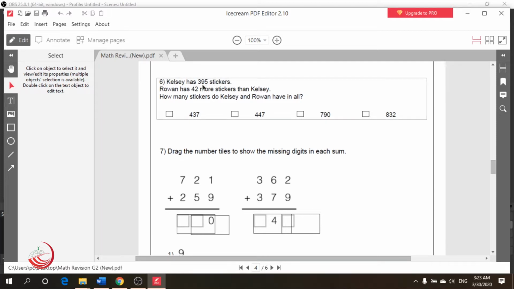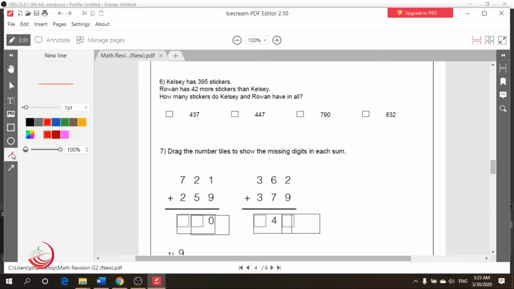Kelsey has 395, and as I told you all of the time, when we have a word problem, the first thing that we have to do is to underline or circle the numbers in that word problem. So Kelsey has 395 stickers. Rawan has 42 more stickers than Kelsey. So how many stickers do Kelsey and Rawan have in all?